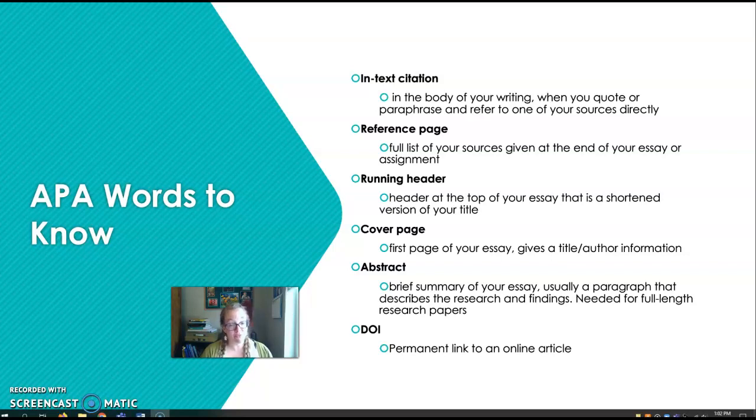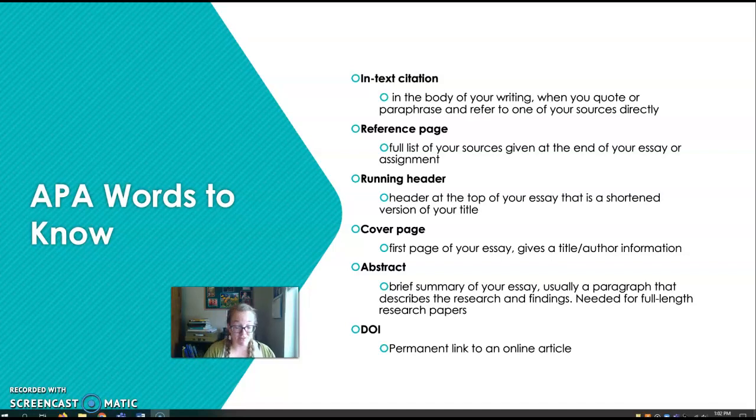When I say a reference page, what I'm talking about is a work cited, a reference list, a reference page. All of those are the same thing. This is the list of sources with their full information at the end of your essay. All right, your running header is what's going to go at the top of the first cover page of your essay, and then as you go through the document, that running head will stay at the top.